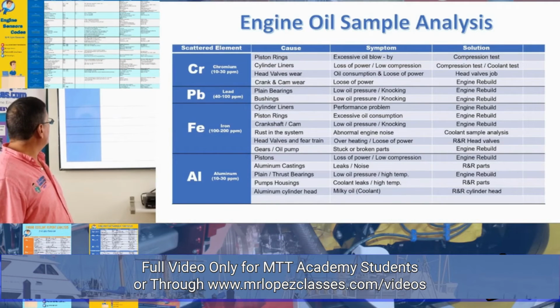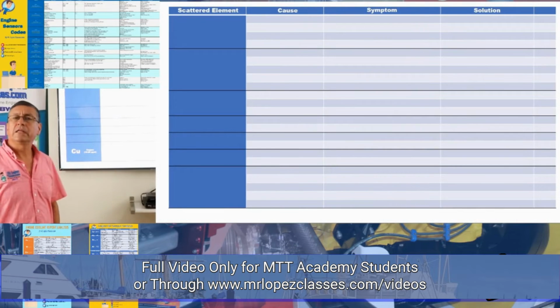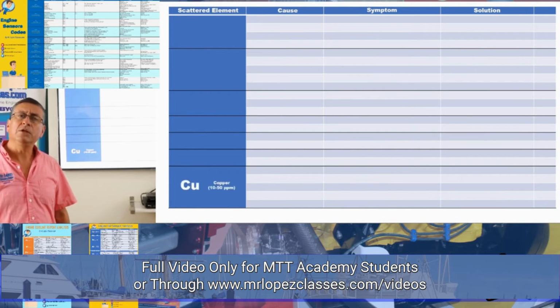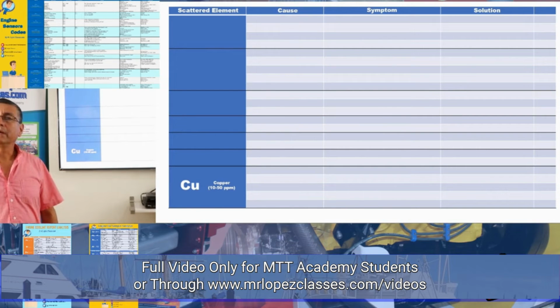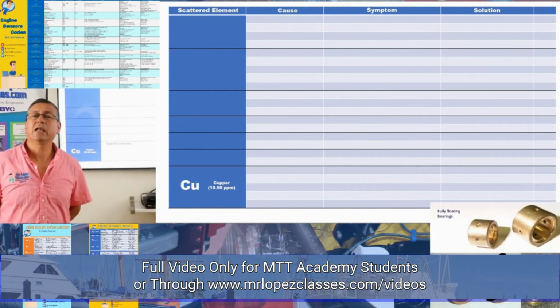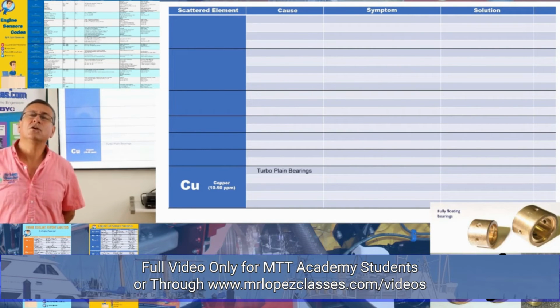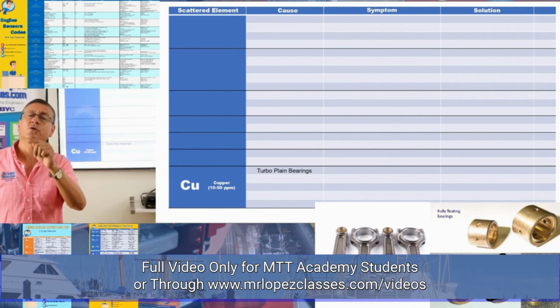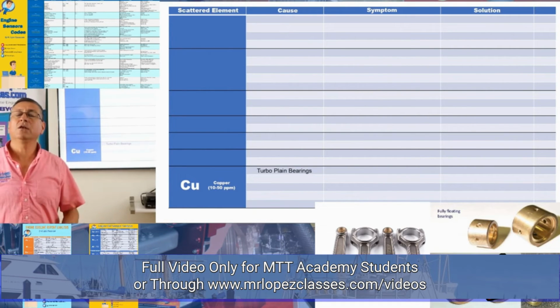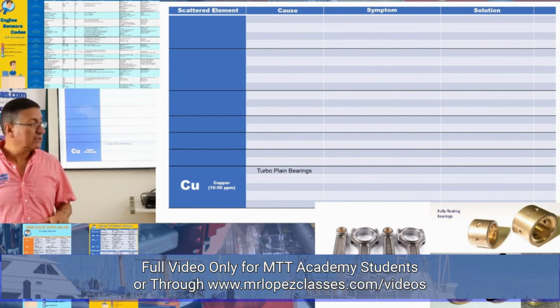Now we are going to continue with copper. Another important element is copper. The concentration normally should be between 10 and 50 parts per million. Where do we find that copper? On the bearings of the turbo. You remember those bearings, and the bearings on the small end of the connecting rods. That small end bushing is also copper. It's a bronze alloy. In general it is in plain bearings.